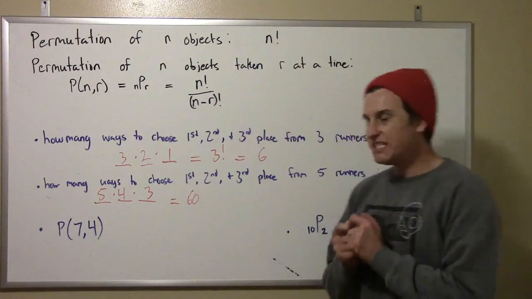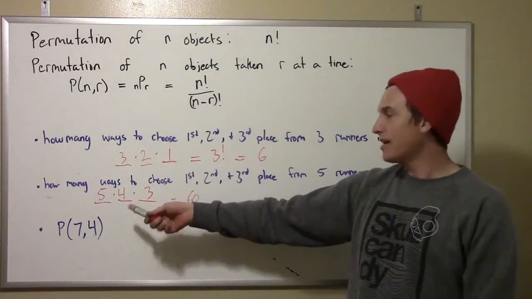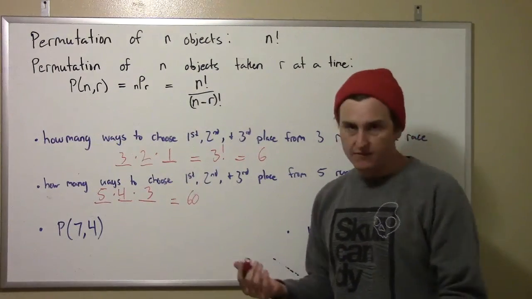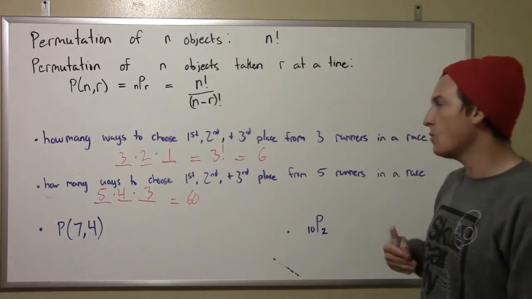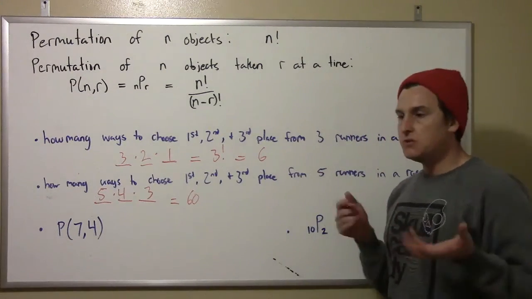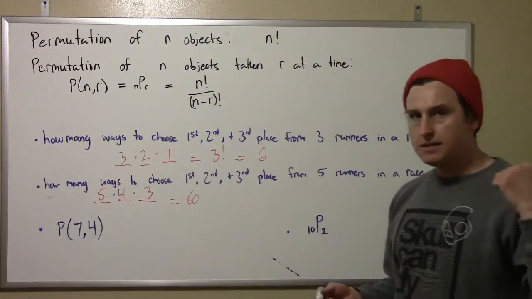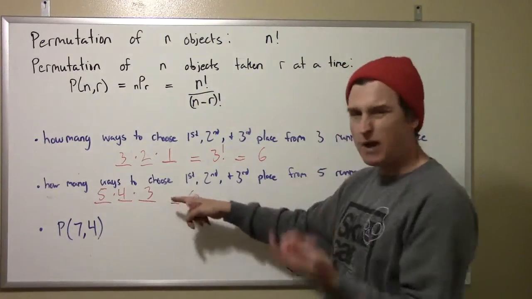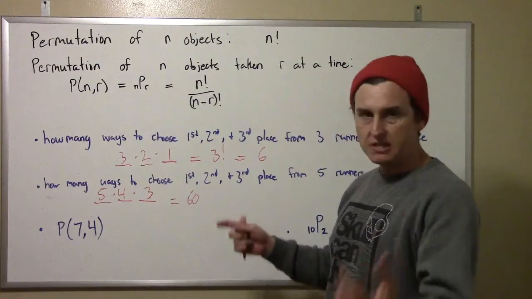Okay. The question is, how do we represent this? How do we figure out, like, okay, 5 times 4 times 3. We can't say 5 factorial because that goes all the way down to 1. So the idea is we use a division, kind of like we were doing in the first video. So what we could say is, so 5 times 4 times 3, what happened to the 2 times 1? We can just say we divided it out.